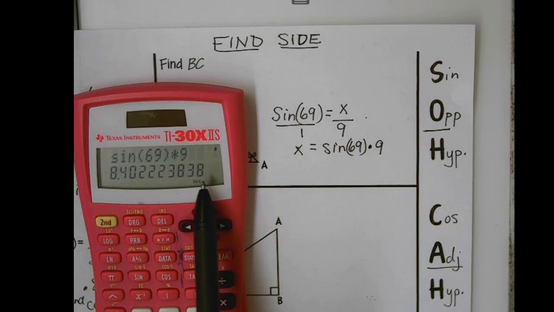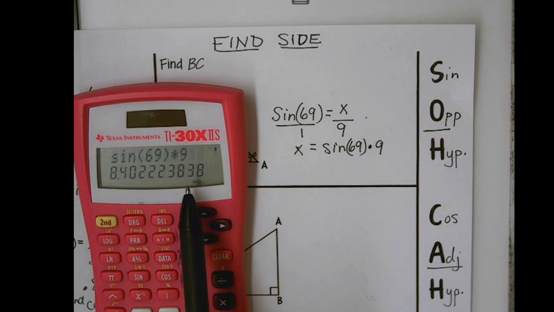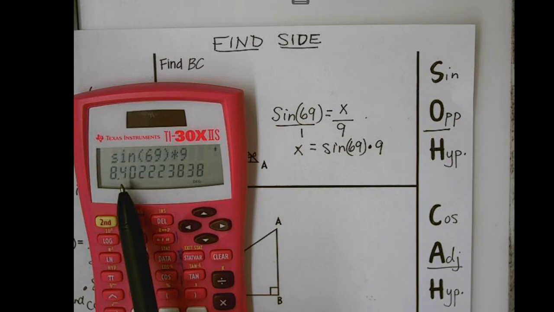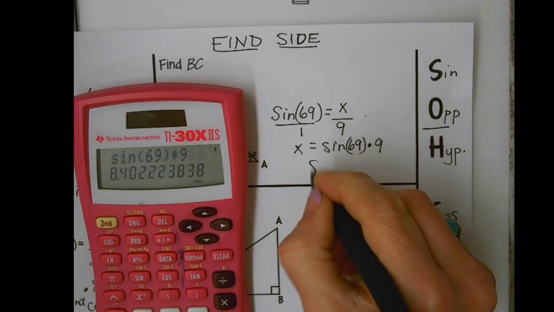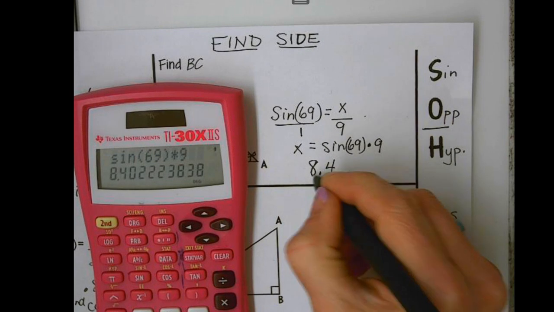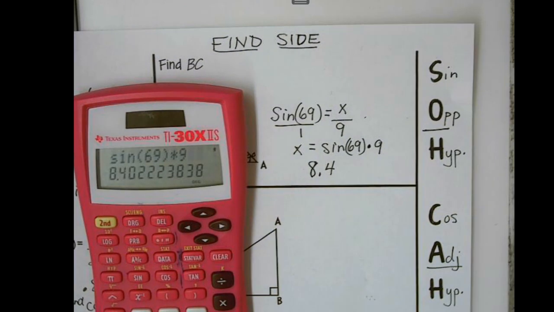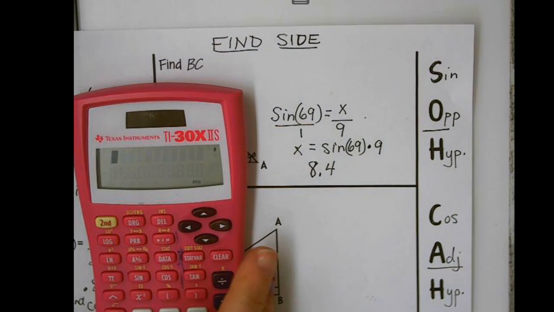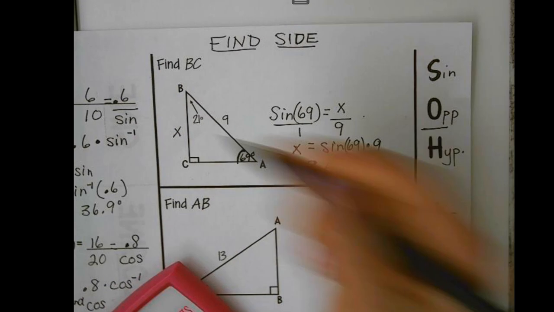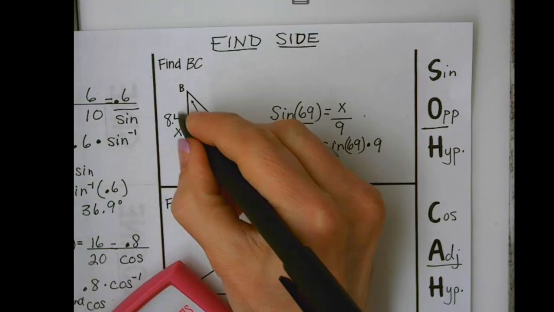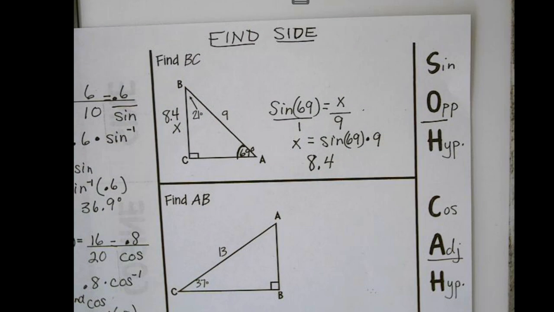Now you can see this decimal goes on and on forever. Usually we round to the nearest tenth, so I'm going to put 8.4. That would be the length of our missing side, BC. So that was using sine to find the missing side.